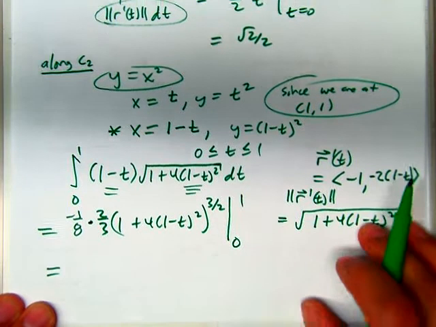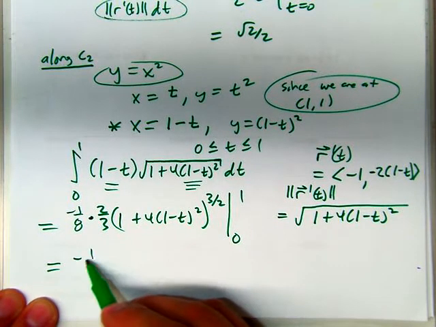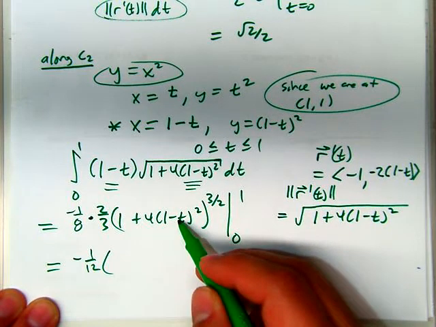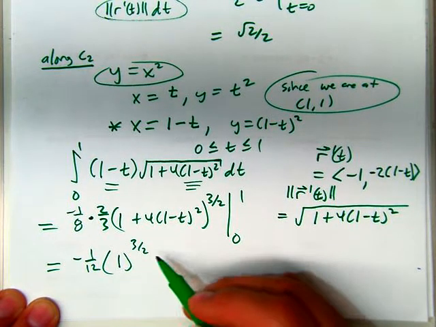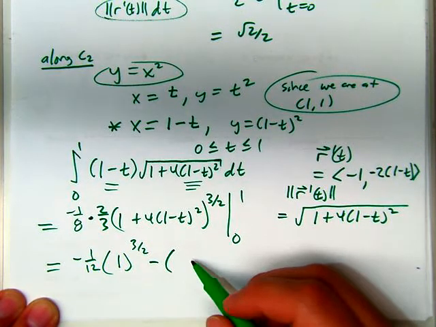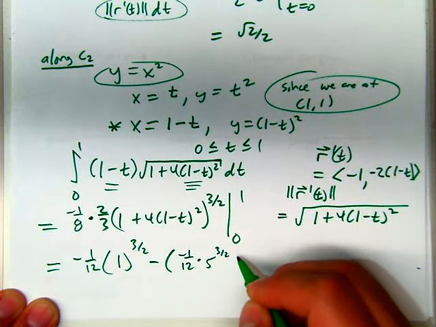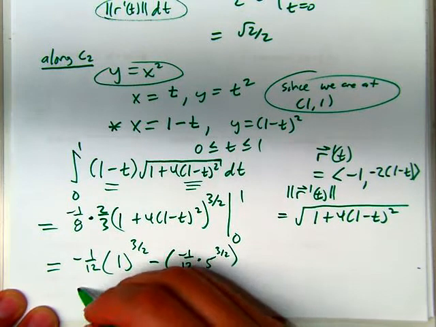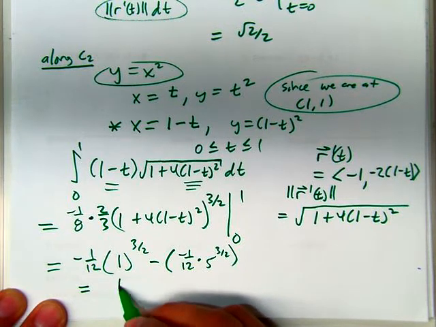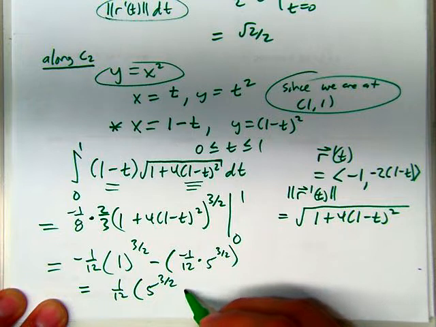Okay, so if you plug in the bounds, you're going to get -1/12. That's what this fraction is. 1 plugged in here gives you just 1 to the 3/2. Minus, plug in 0. This actually becomes -1/12 times 5 to the 3/2. So this is the same thing as, let me take out a positive 1/12. Then I'll switch the order here. This will be 5 to the 3/2 minus 1.